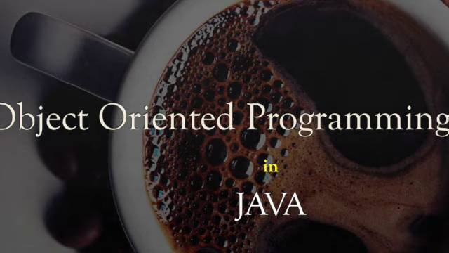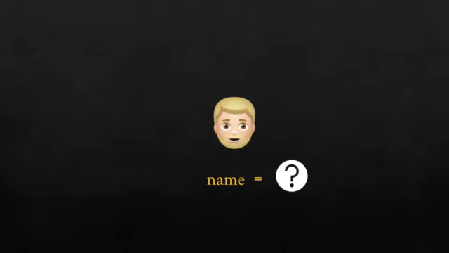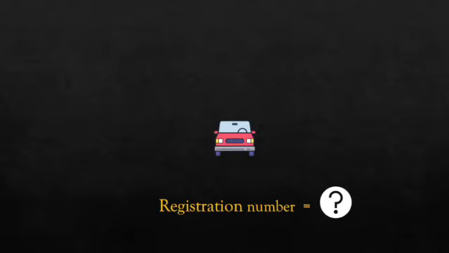An example of an object, it's a person, a car, a house, a dog, a cat. These are all examples of objects. So, how do you identify an object? A person can be identified by their name, a car can be identified by its registration number.